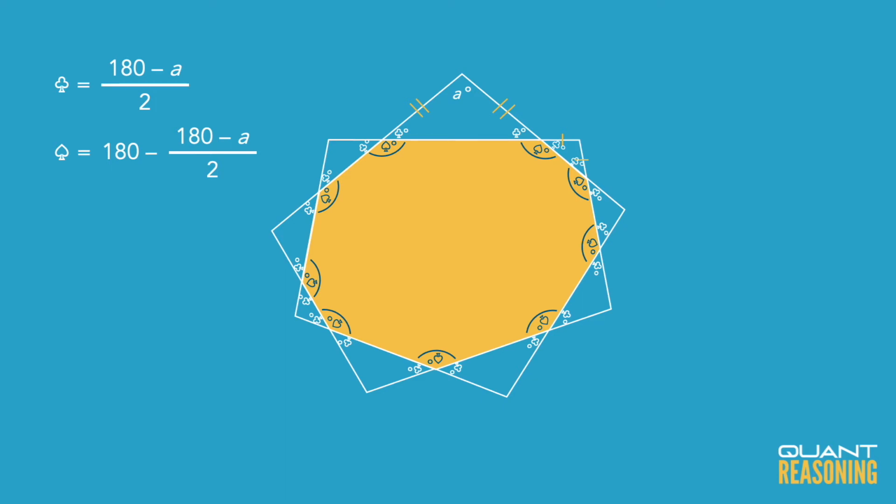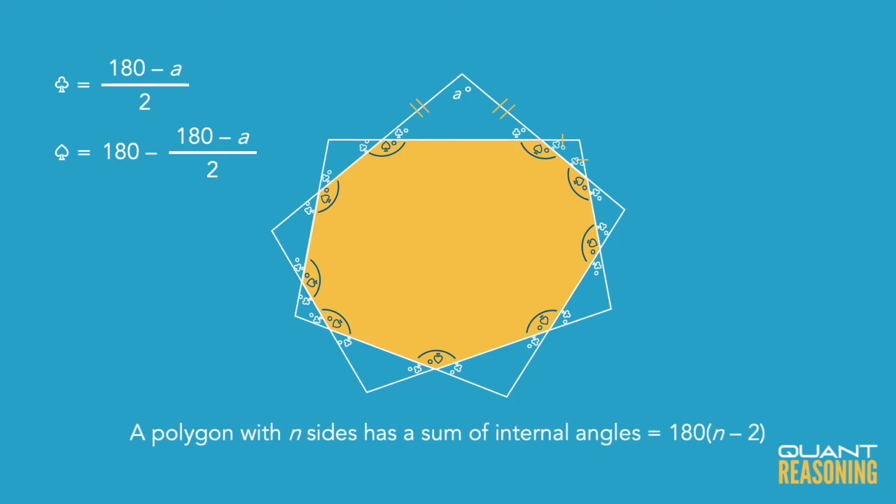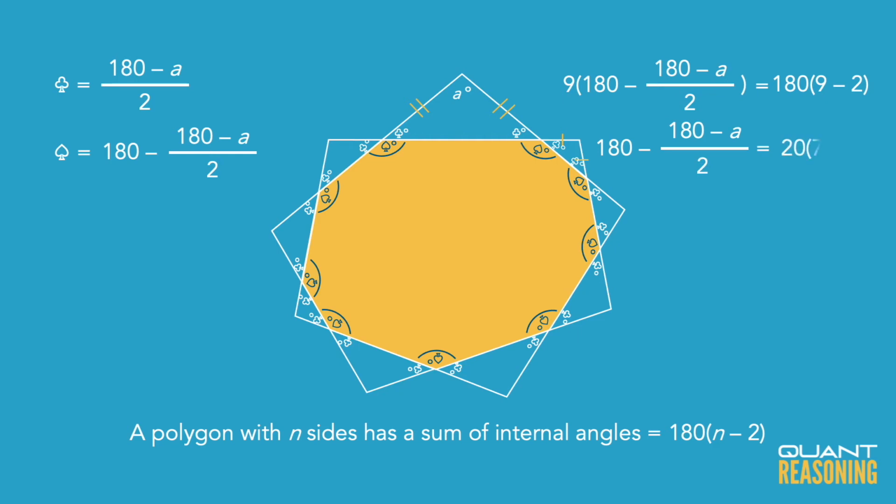But hang on, there's another way for us to define the spade. We have this polygon with 9 sides, so we know that the total of the internal angles would have to be 7 times 180. So that means that 9 spades is equal to 7 times 180. But let's reduce that equation by a factor of 9. And I suppose now all we have left to do is solve this equation for a, and we're done.